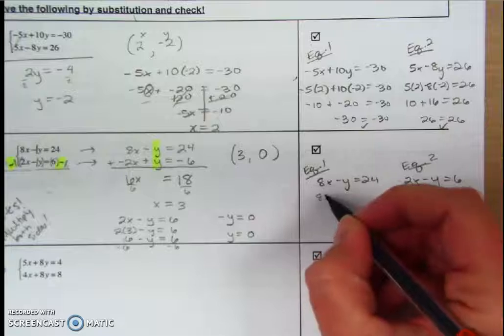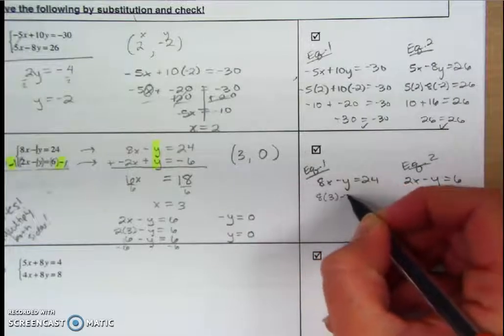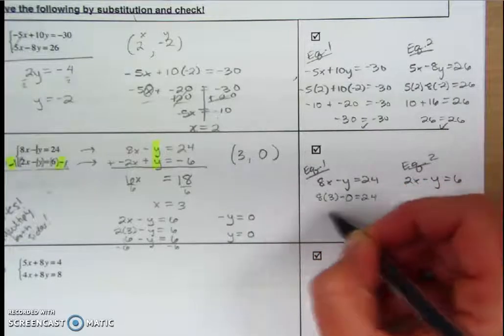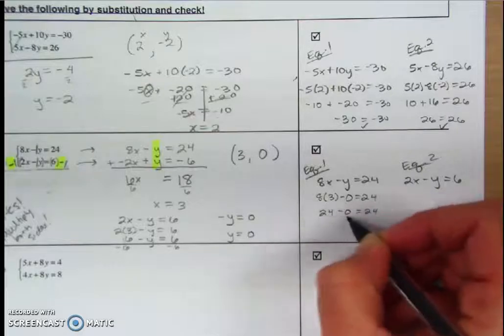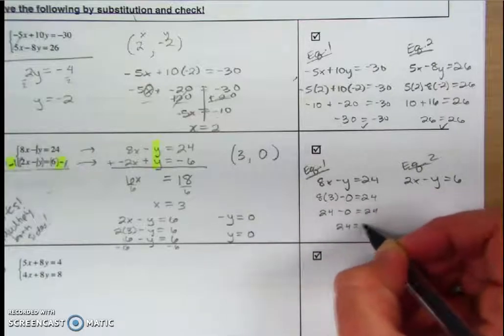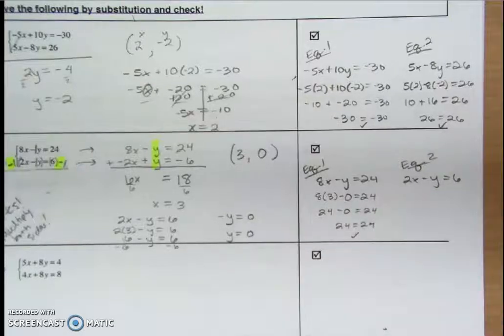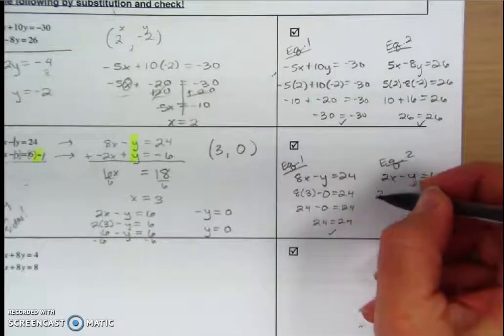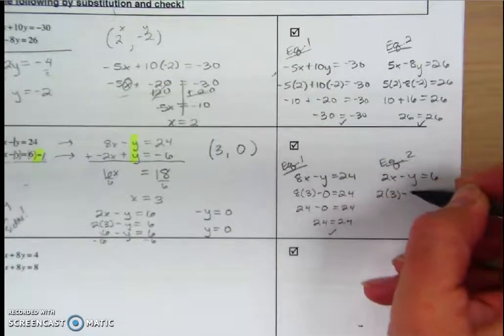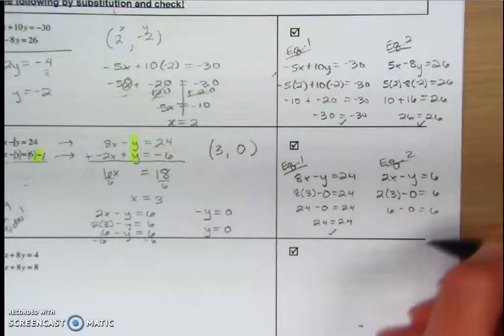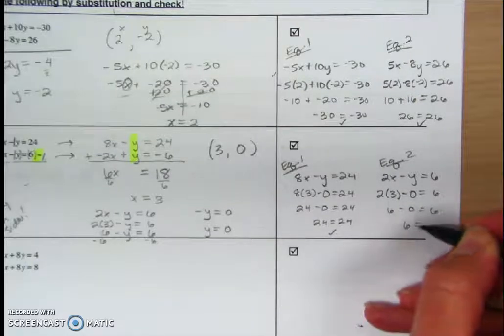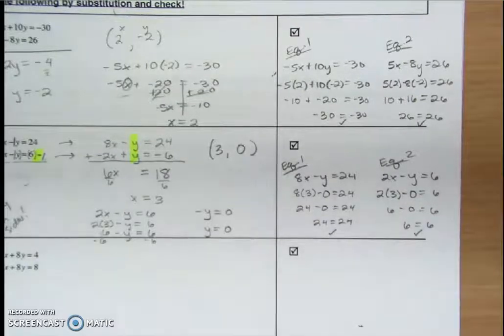So that means we would have 8 times 3 minus 0 should equal 24, which means 24 minus 0 should equal 24. And 24 minus 0 is 24. So we know it checks out for the first one. Checking the second, we would have 2 times 3 minus 0 equals 6, which means 6 minus 0 should equal 6, and 6 minus 0 is 6, and so it checks out for the second one.